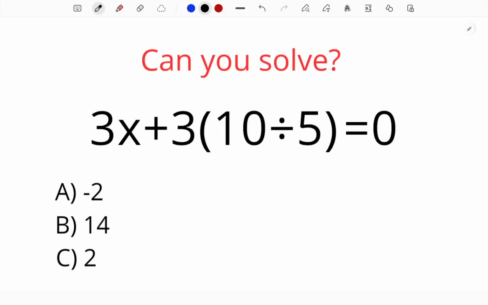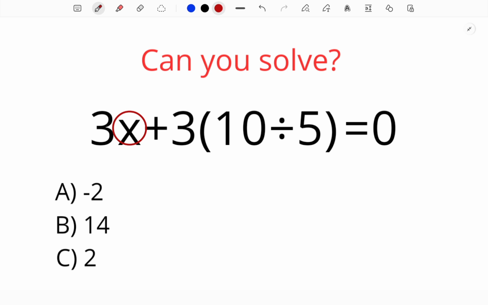Today, we are going to solve an interesting equation and explore each detail. 3x plus 3 times 10 divided by 5 equals 0. We will discover the value of x, but in a very detailed way, ensuring we understand each step of the process. First, let's recall the basic concepts.